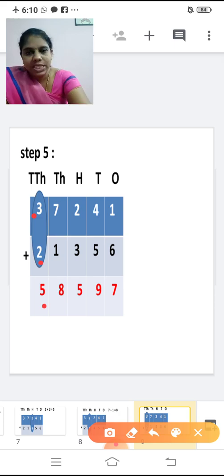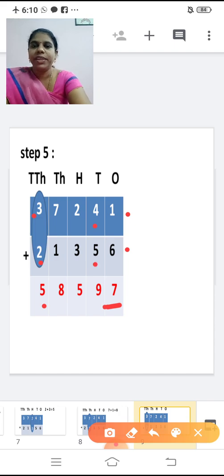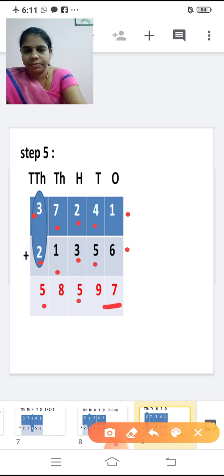So the answer is 58,597. The first step is add the ones place, 1 plus 6 is 7. Then the tens place, 4 plus 5, 9. Then the hundreds place, 2 plus 3, 5. Then the thousands place, 7 plus 1, 8. Then the 10,000 place, 3 plus 2, 5. So the answer is 58,597.